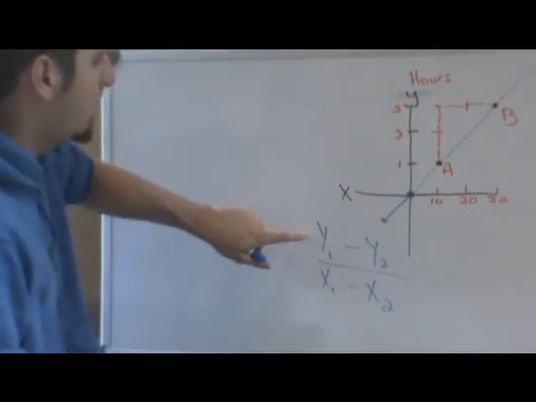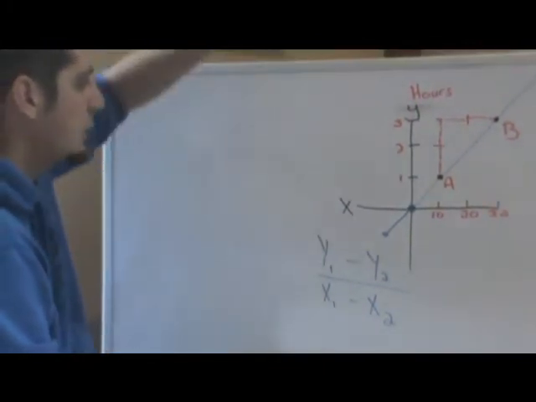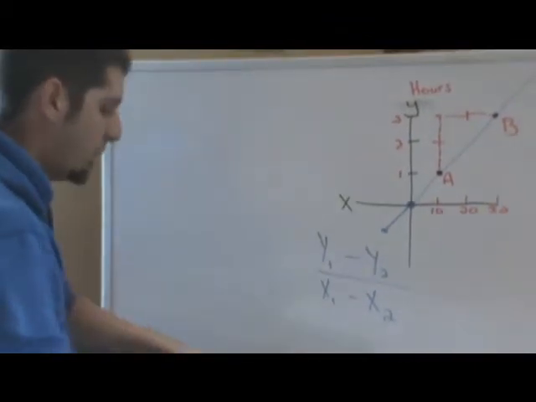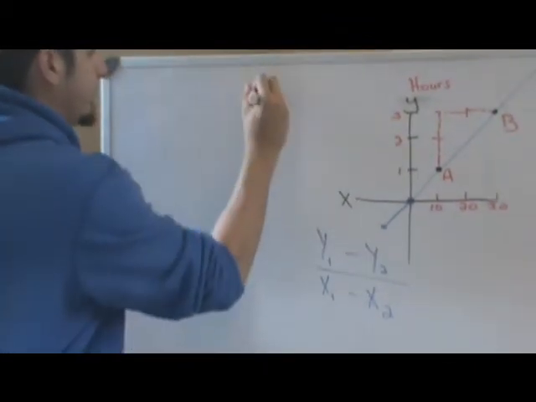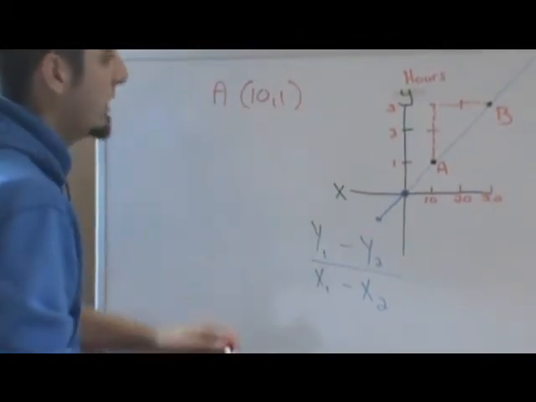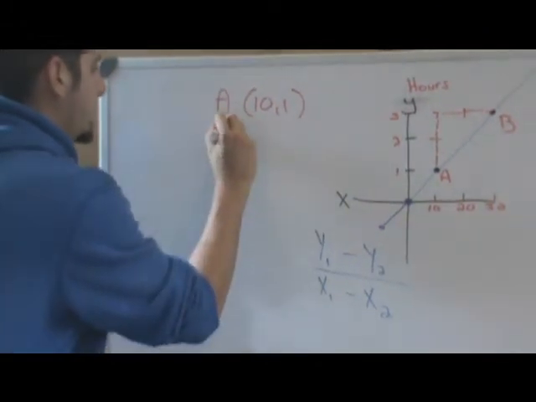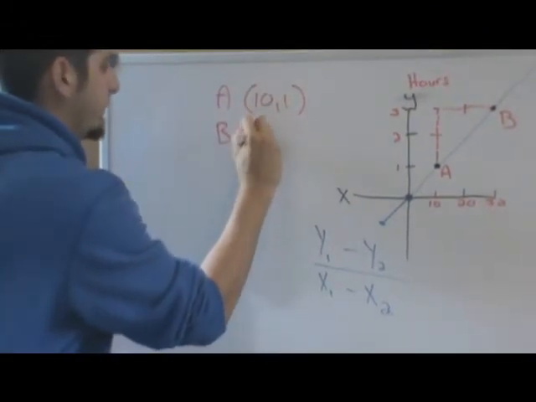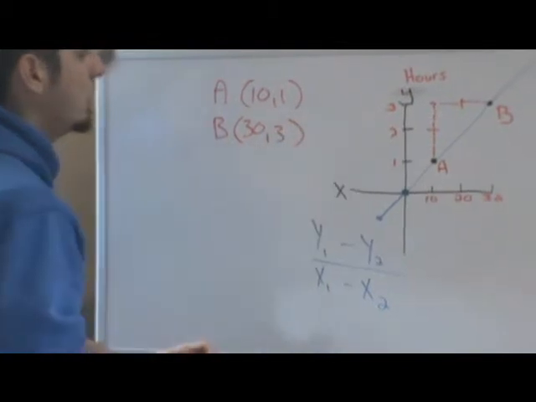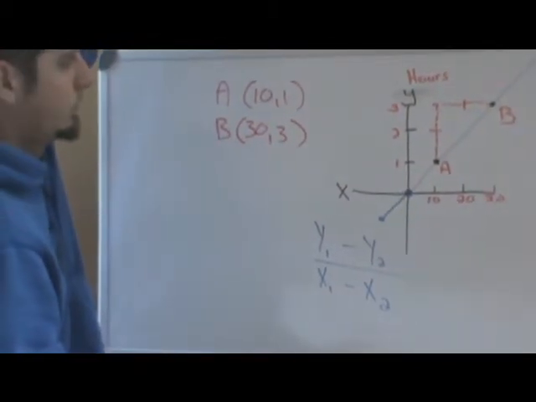So by subtracting my y coordinates, which are the coordinates that move me up and down, they tell you how high each point is. The y coordinate for point A, which is 1, tells you that A is 1 unit off the ground. The y coordinate for B is 3, which is telling you that B is 3 units off the ground.